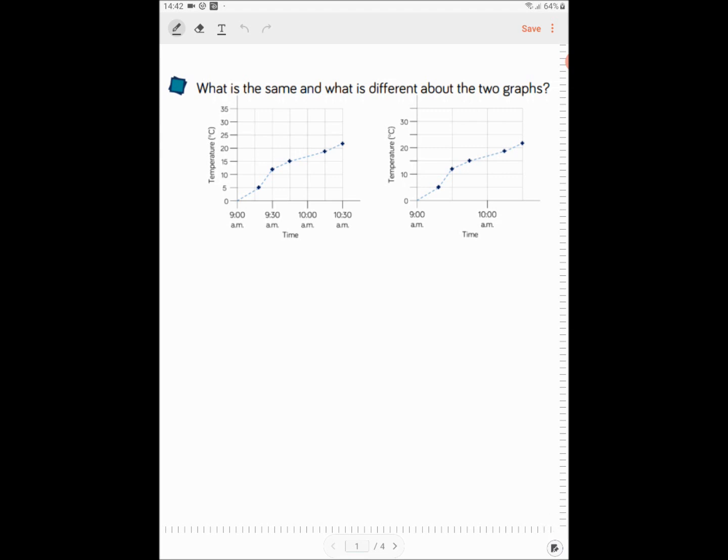Now, in this particular question, you've been asked to look at what is the same and what is different about the two graphs. Essentially, they are the same graph. They're showing you the same information. You can see that the flow of the lines is exactly the same, and the data points are exactly the same. But if this is graph A and that is graph B, graph A is easier to interpret because it's got far more information on it. We've got lots more time points on here than we have on graph B. And up the side on the temperature, again, we've got lots more data points.